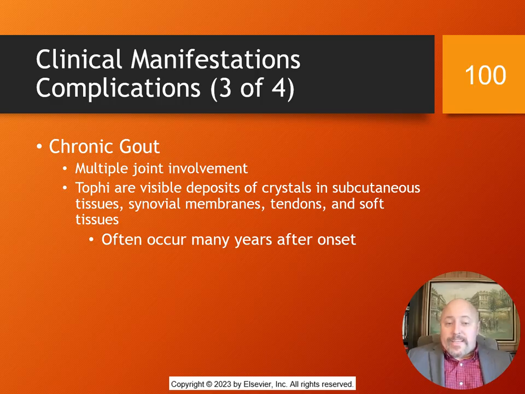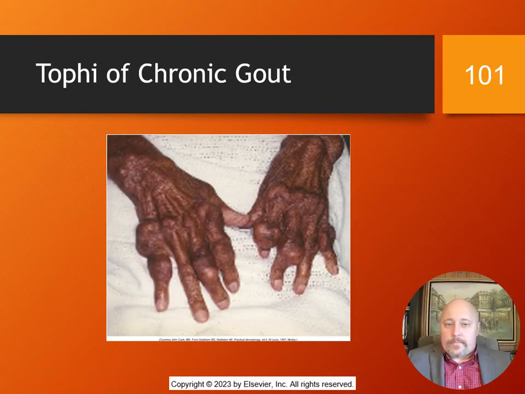Chronic gout typically involves multiple joints. Tophi are visible deposits of crystals in the subcutaneous tissue, meaning you'll see those nodules, much like the Heberden and Bouchard nodes we talked about earlier. Here in figure 69.6, we have a picture of gout flare-up affecting all those joints within the hand.